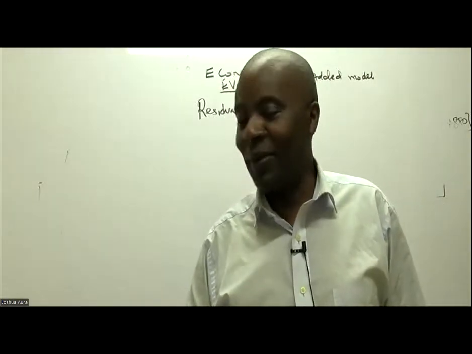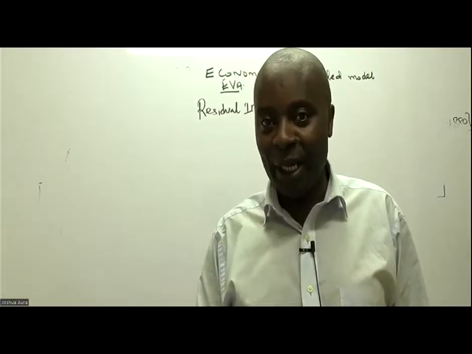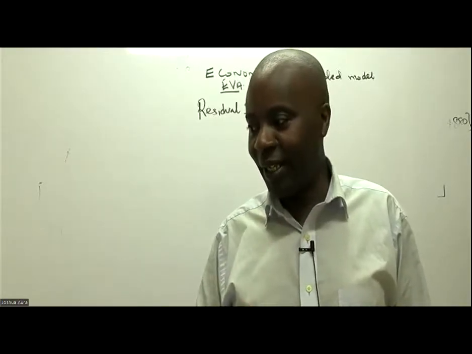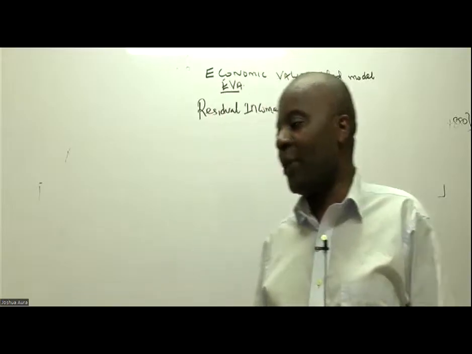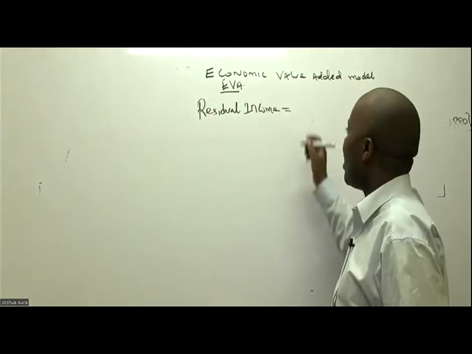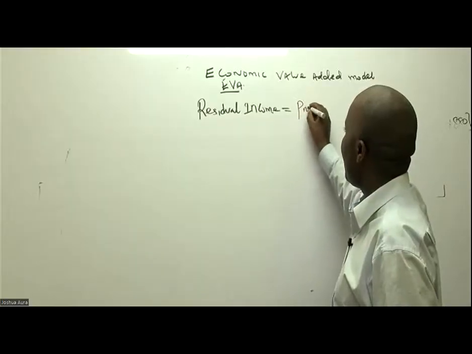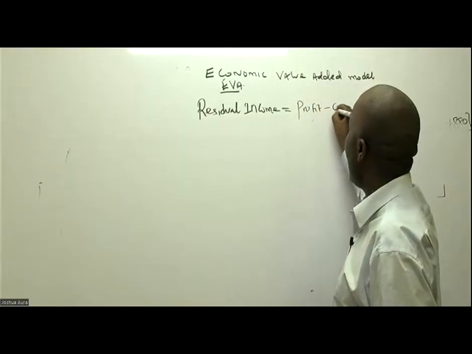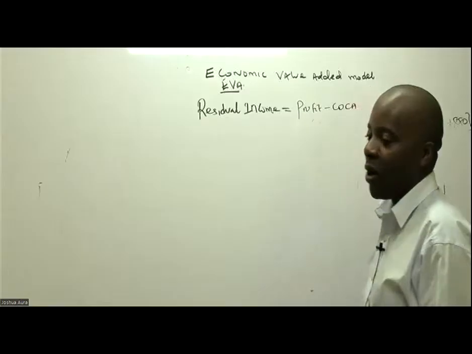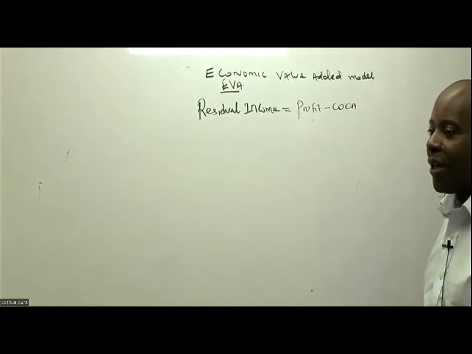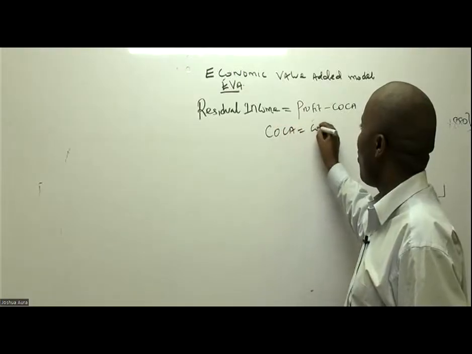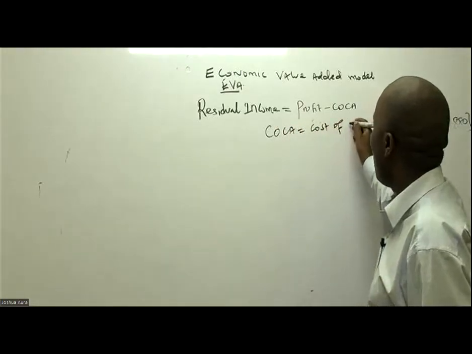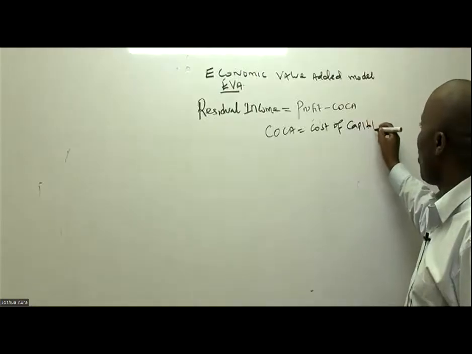I'm so sure there must be some people here who are going back to their notes to make reference. Thank you very much, Atieno. It is profit minus Coca, where Coca is cost of capital employed.